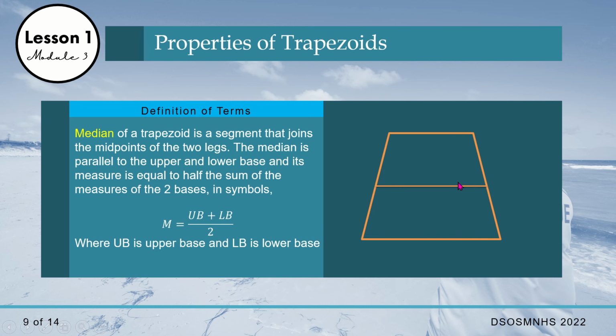So, katunga sa gi-add sa upper base o lower base. So, in symbols, median represented by M is equal to the upper base plus lower base, divided by 2. So, kung may measurement sa upper base, i-add mo sa lower base, divided by 2. Mauna siya ang measurement sa median using this formula, where UB is upper base and LB is lower base. Okay, that one.